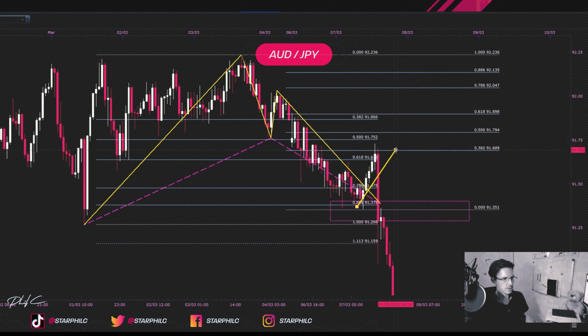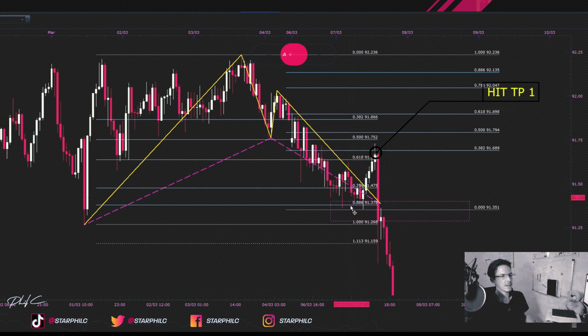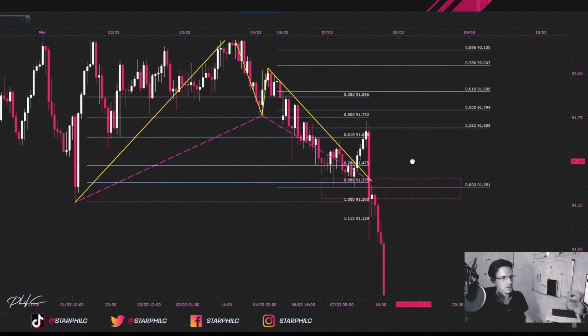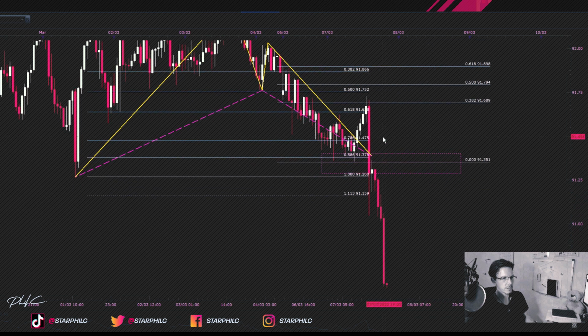Came up and hit the 382, then took off half position, rolled stops to break even. Falls off a cliff because of the fundamental RBA news. And, you know, stopped out for break even. Made a bit of profit on this, and then we completely drop again.